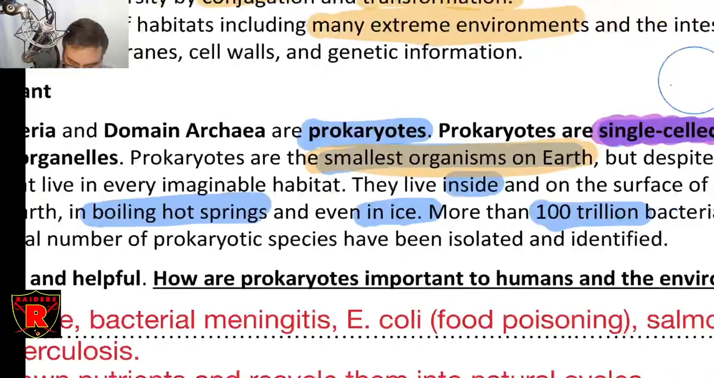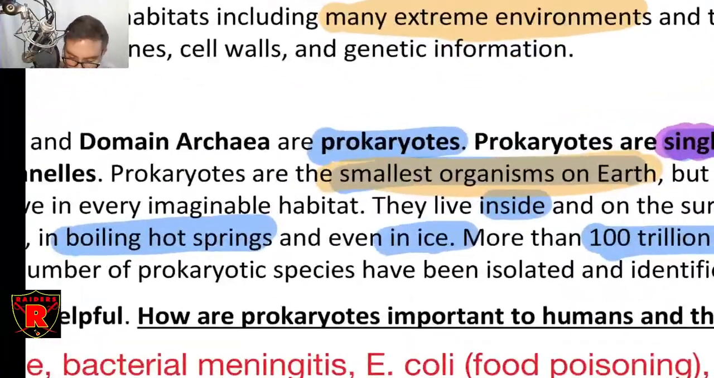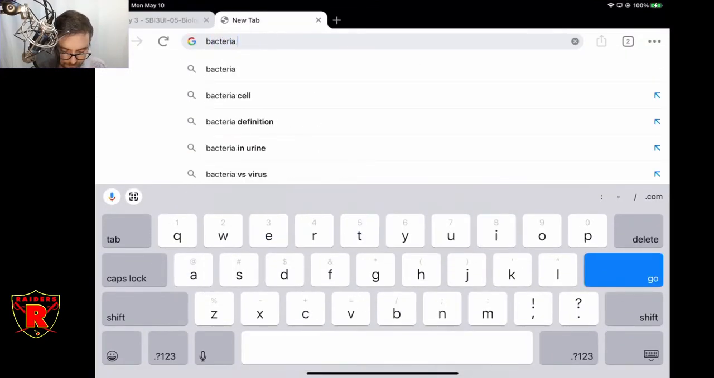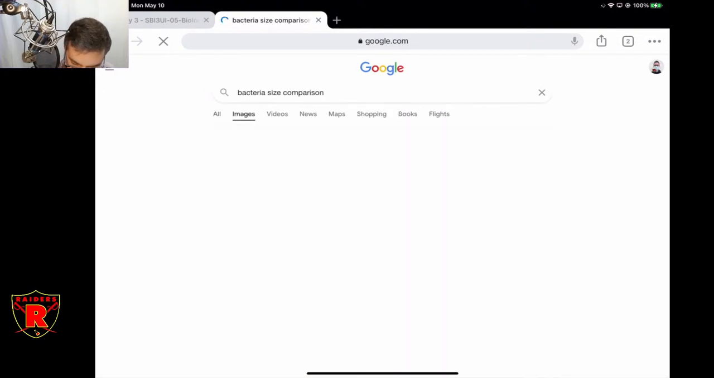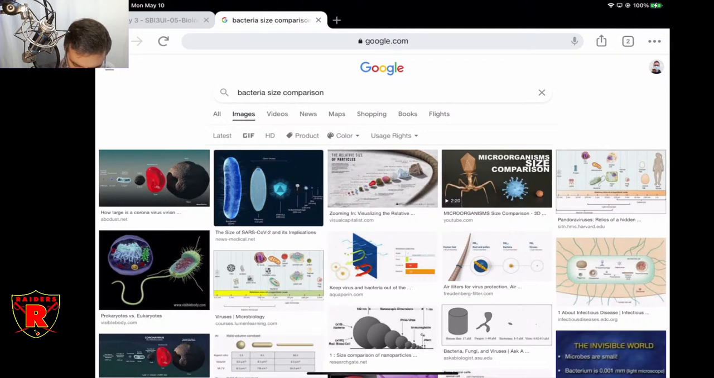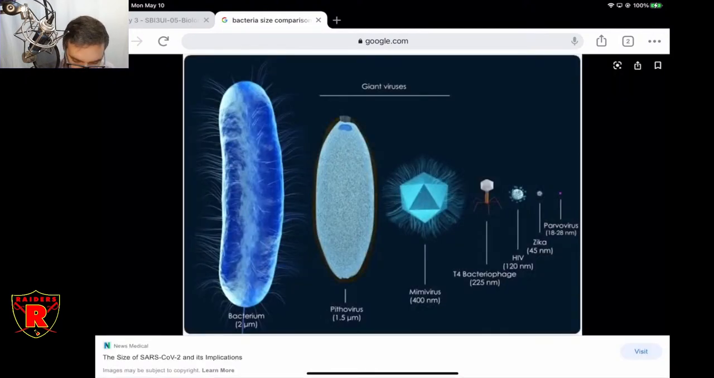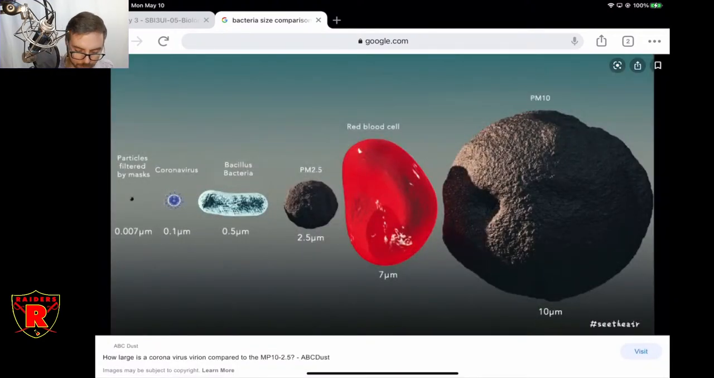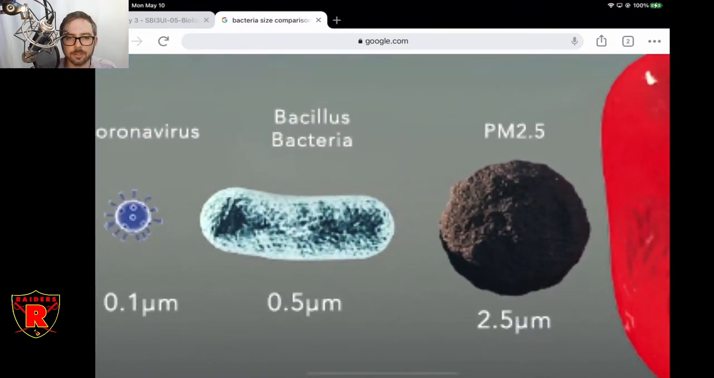Okay, we already mentioned that they lack membrane bound organelles. They are obviously the smallest organisms on Earth. They're all single cell. In terms of size, let's see if I can find a quick size comparison here. Yeah, there's a good size comparison. Actually, no, I want one with a red blood cell in it. There, that's even better. This one's good. Okay, so if you can imagine, there's your bacteria right there. That's an average size. Obviously, they're slightly larger and slightly smaller, but half a micron, that's bacterial size.